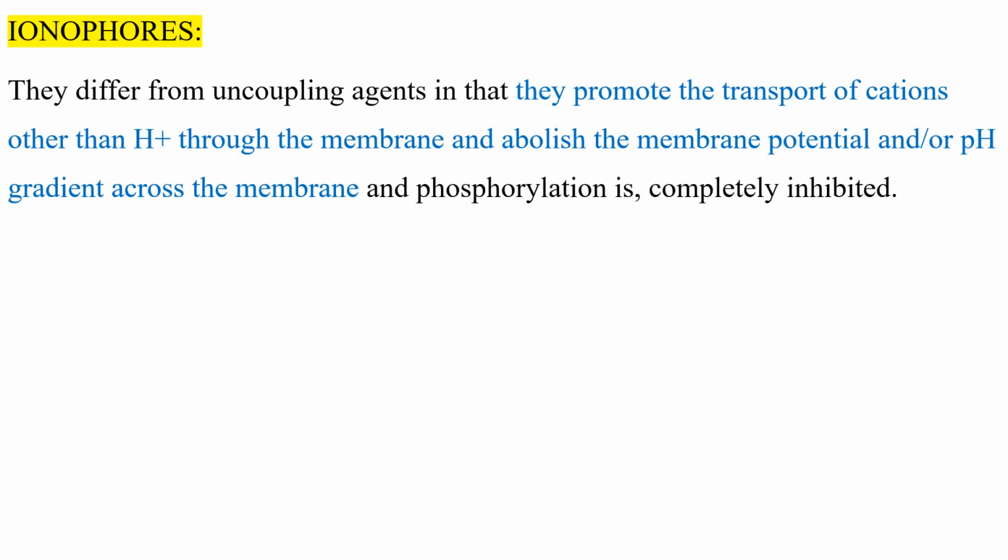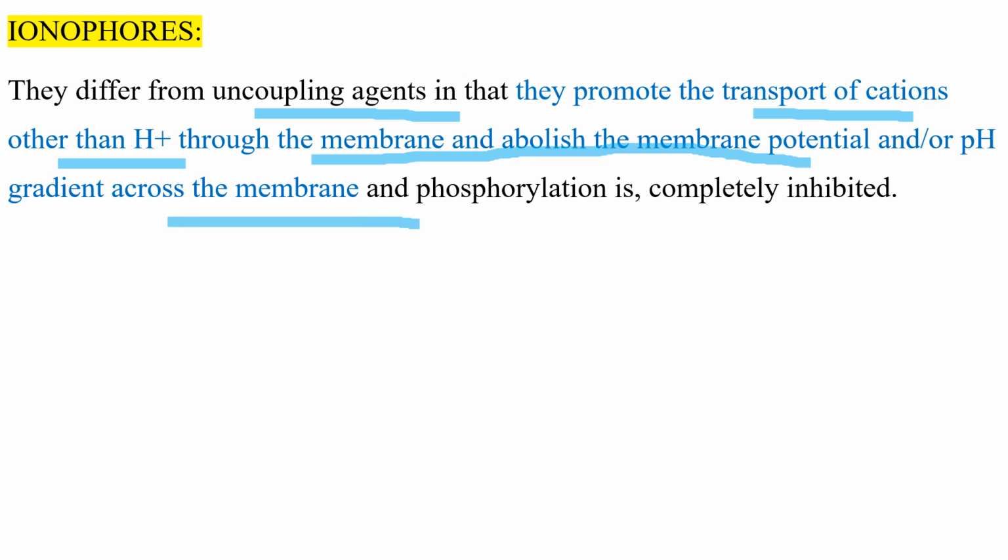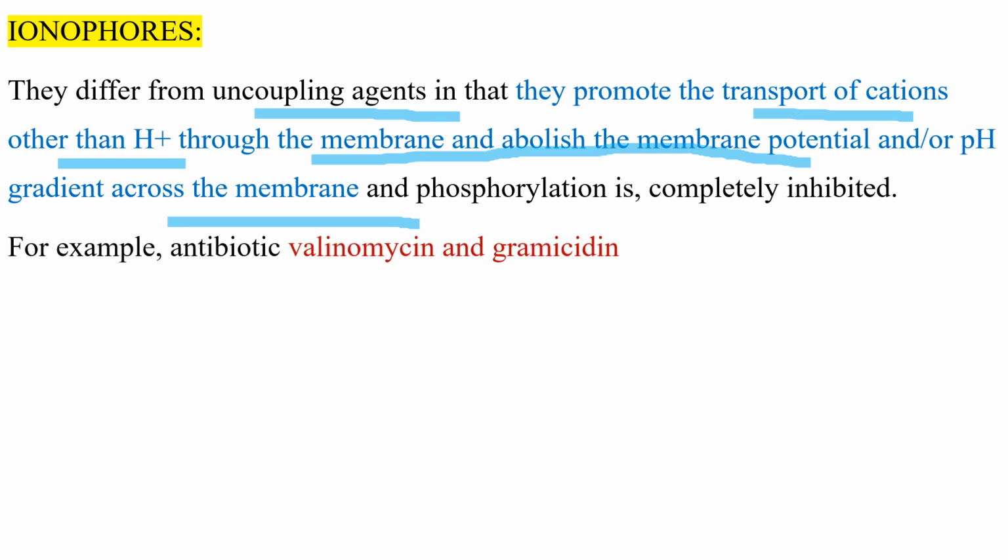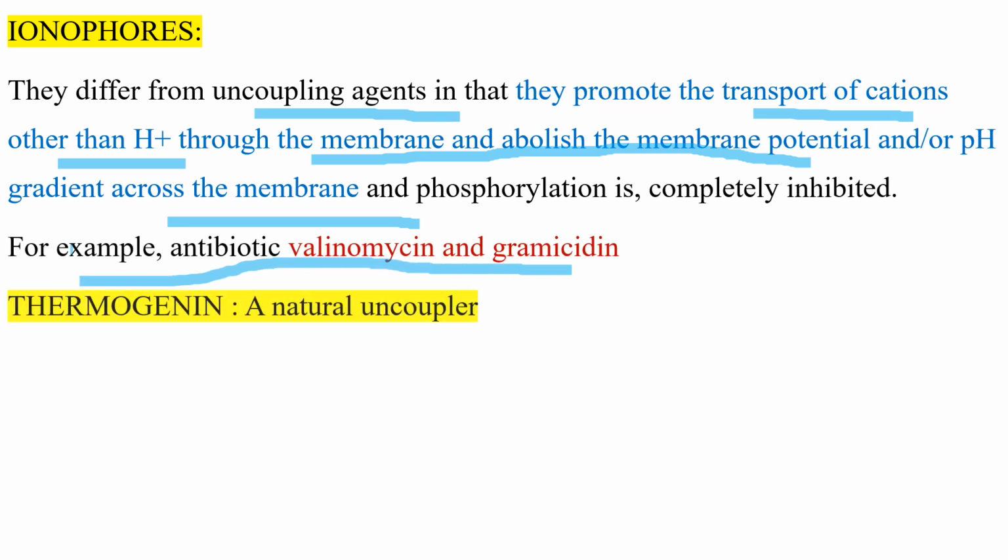Ionophores are different from uncoupling agents. They promote the transport of cations other than H plus ions through the membrane and abolish the membrane potential or pH gradient across the membrane, and phosphorylation is completely inhibited. Examples of ionophores are valinomycin and gramicidin.